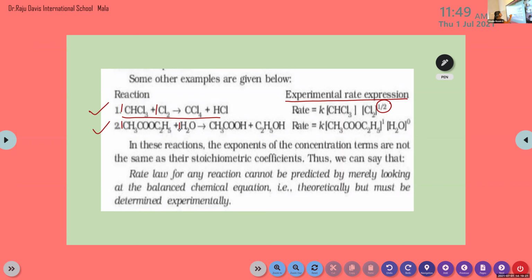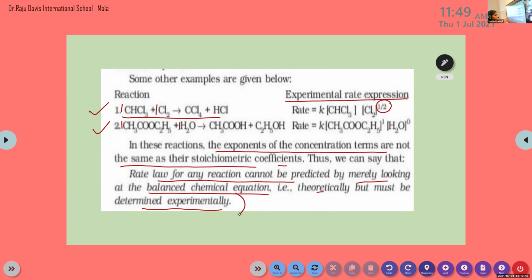So we can conclude that the exponents of the concentration terms are not the same as their stoichiometric coefficients. The rate law for any reaction cannot be predicted by merely looking at the balanced chemical equation, that is, theoretically, but must be determined experimentally. We can only determine these powers of the concentration terms experimentally. We cannot predict the powers of the concentration terms. We can do it experimentally.